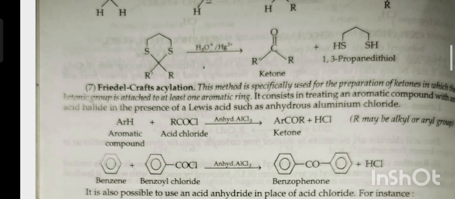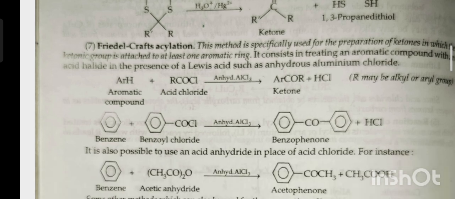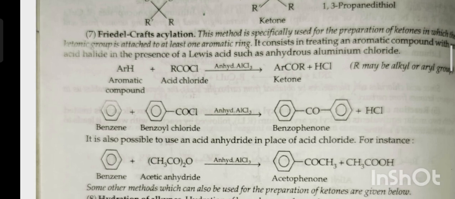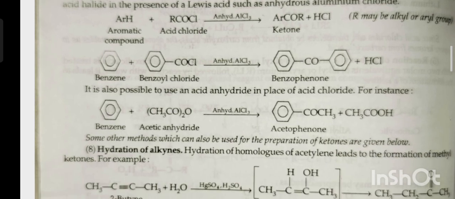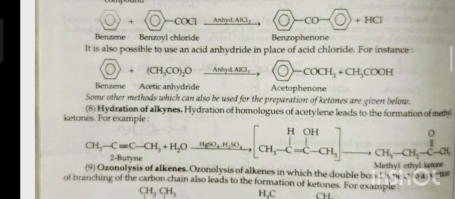Aromatic compound plus acid chloride in the presence of anhydrous AlCl3 gives ketone plus HCl. It is also possible to use an acid anhydride in place of acid chloride, for instance, benzene plus acid anhydride in the presence of anhydrous AlCl3 gives acetophenone. Some other methods which can also be used for preparation of ketone are given below.